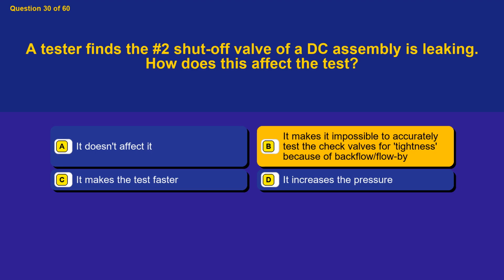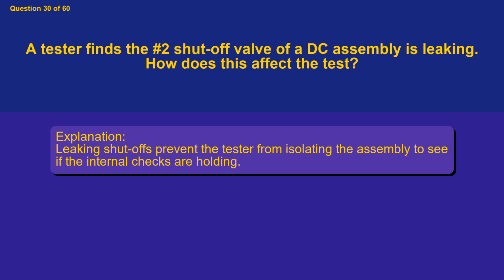The correct answer is option B. It makes it impossible to accurately test the check valves for tightness because of backflow/flowby. Leaking shutoffs prevent the tester from isolating the assembly to see if the internal checks are holding.